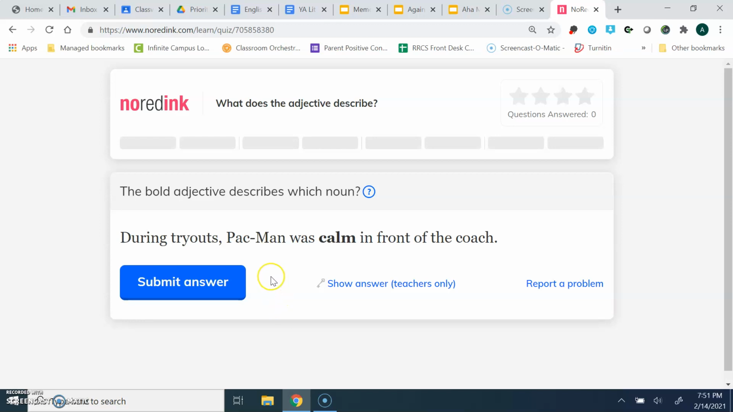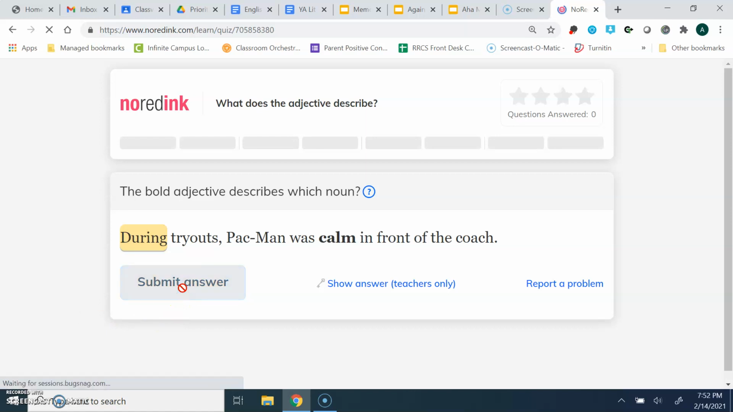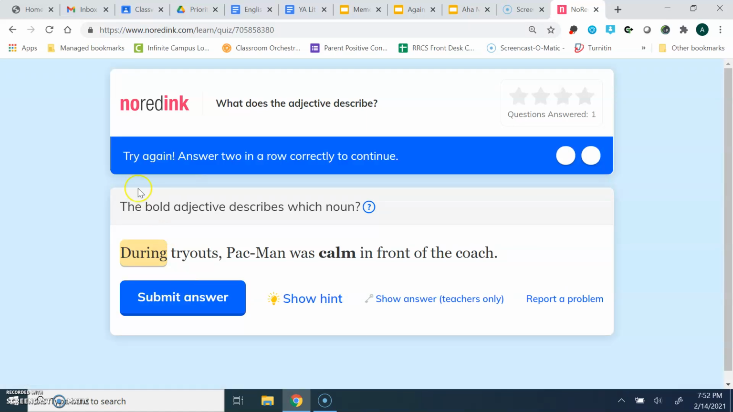I'm going to get this one wrong on purpose because I want you to see what happens if you get it wrong. I'm going to say during. During isn't even a noun, so that's for sure the wrong answer. And I'm going to submit my answer. And here's what happens when you get it wrong. It'll say try again, answer 2 in a row correctly to continue. So now it's going to give me more questions like that one, and I have to get 2 in a row in order to move on to the next thing.